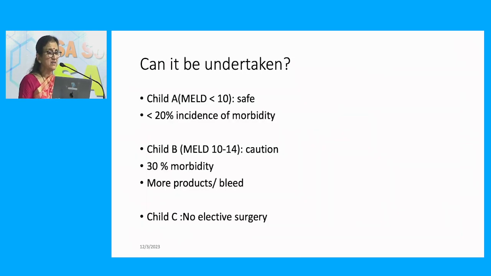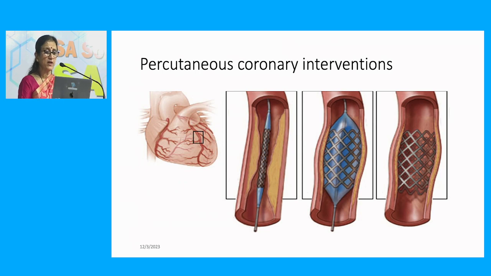So for general surgical profile, I think Dr. Kishore correctly pointed out, the risks are coming down with better understanding and expertise. But for cardiac surgery, I think they say 20% incidence of morbidity if it's Child A. Child C, nobody would take for a cardiac surgery. A couple of minutes more and I'm done.